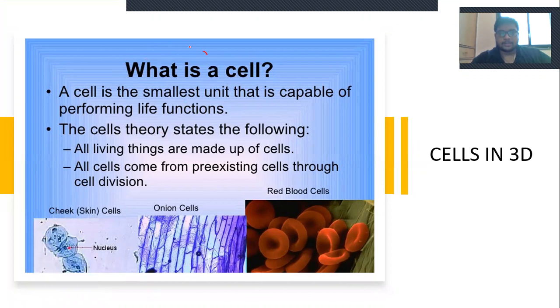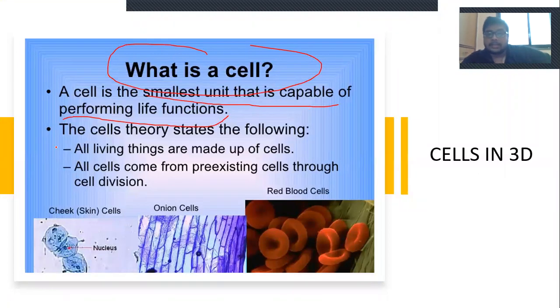Okay, so let us first study what is a cell. A cell is the smallest unit that is capable of performing life functions. Now, this is a proper definition of cell. A cell is the smallest unit in the body of an organism that is capable of performing life functions, like breathing or any other life functions in that case.